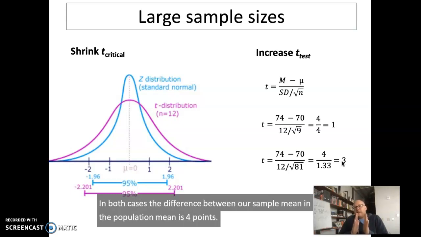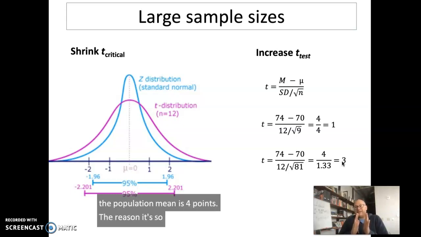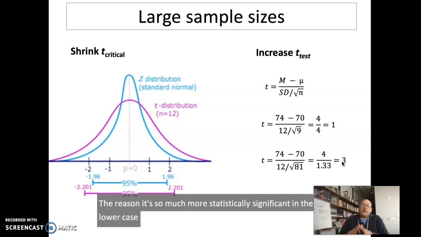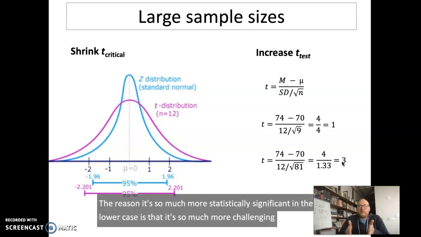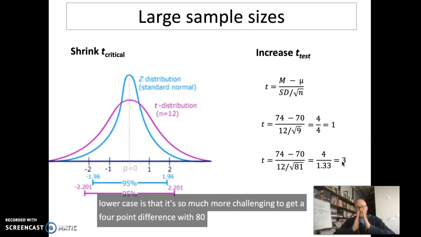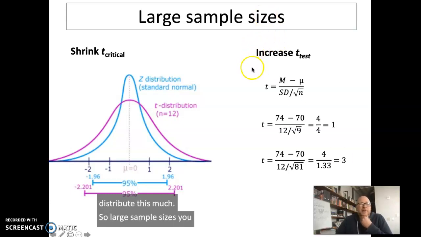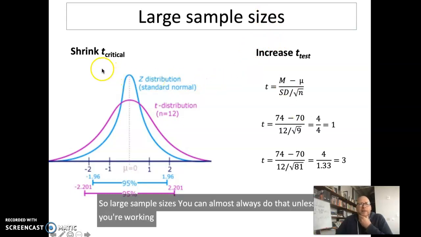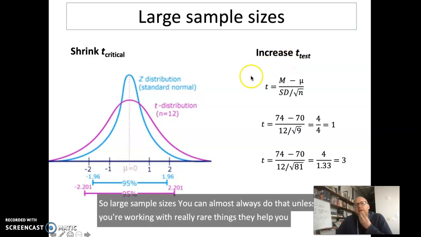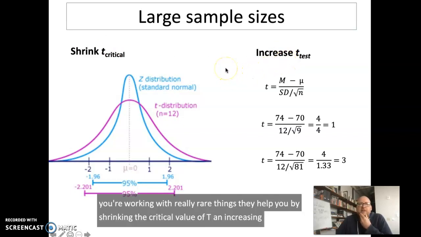The reason it's so much more statistically significant in the larger case is that it's so much more challenging to get a 4-point difference with 81, right? Because sample means don't distribute as much. So with large sample sizes, you can almost always do that unless you're working with really rare things. They help you by shrinking the critical value of t and increasing the test statistic.